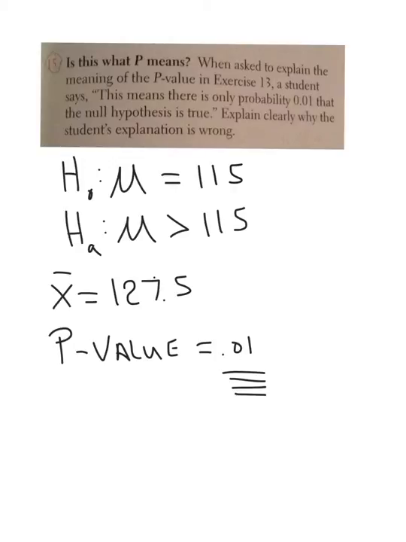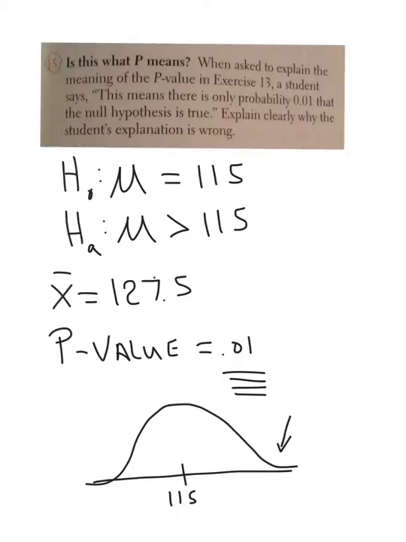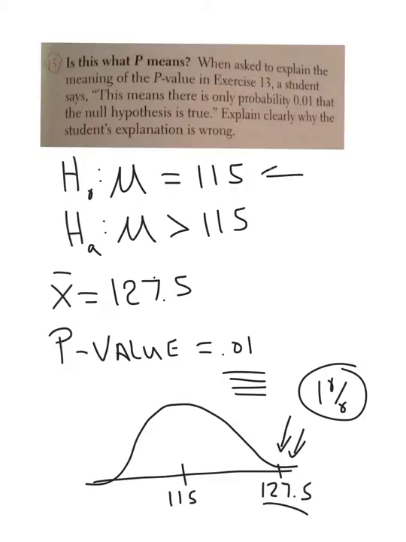If we look at the graph, like a normal curve like this, assuming that that's 115, right? We have a really high score of 127.5. What's the chance of getting a score that high or higher? Only 1%. So we either got really, really lucky by picking a bunch of older students that really like school, or maybe this isn't true. Maybe it's true that older students do like school better. That's what the p-value means.